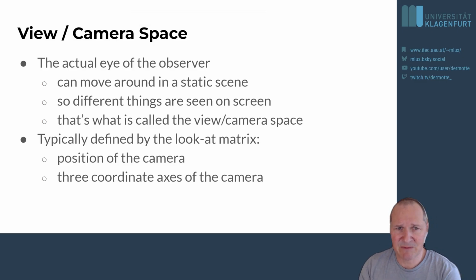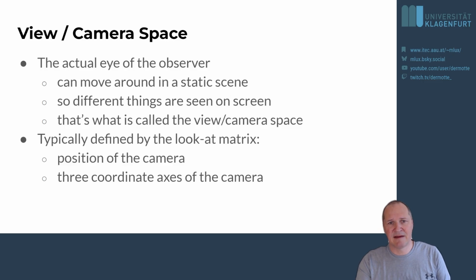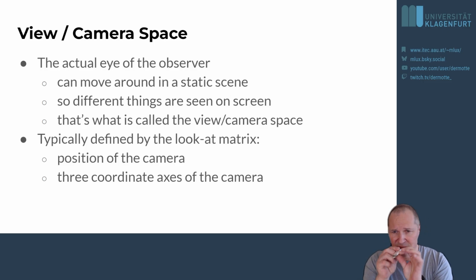Okay, the view camera space is the actual eye of the observer. So where does the person or the camera stand that looks into this whole 3D thingy? You can move around in a static scene, so different things are seen on screen, and that's the whole idea. So what you need is the look at matrix, which is the position of the camera, which is already great, but in addition to the position of the camera, let's say the USB stick is a camera, you have to look somewhere and also rotate the camera.